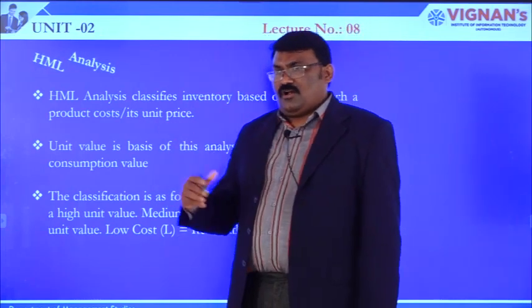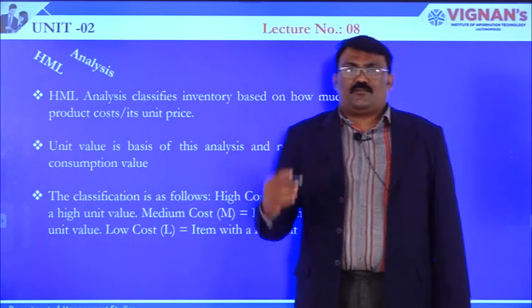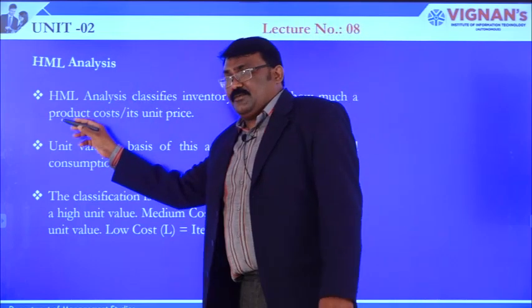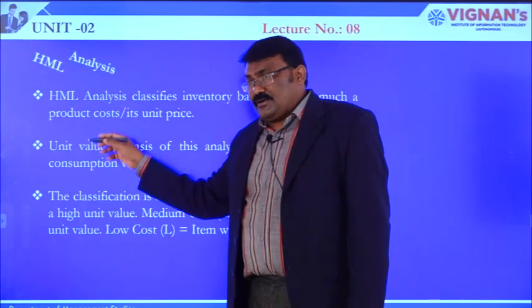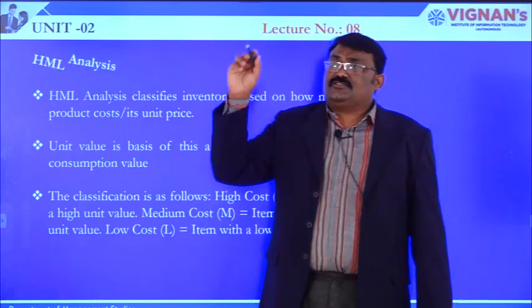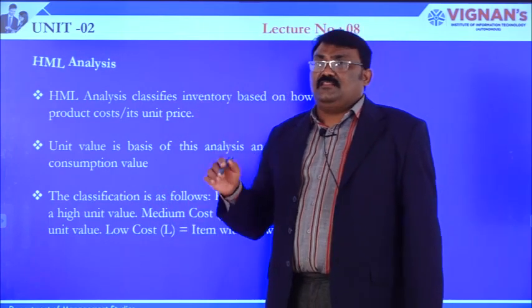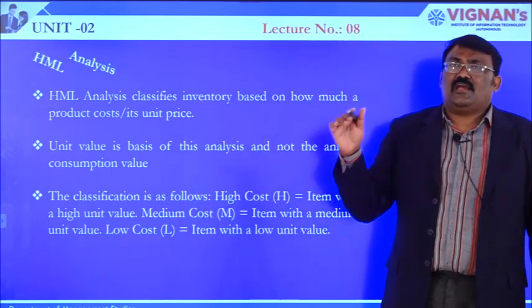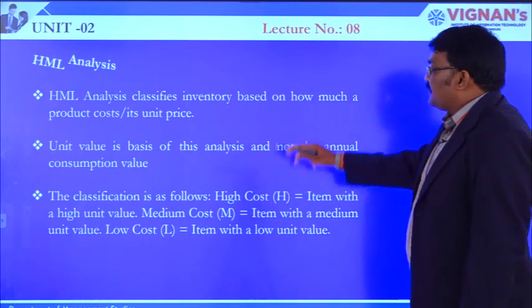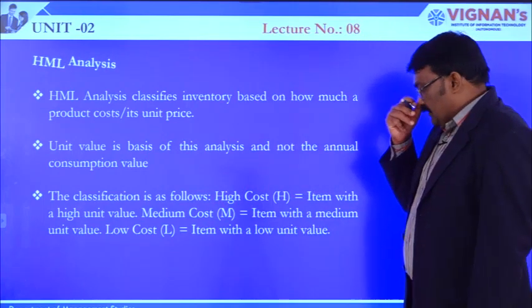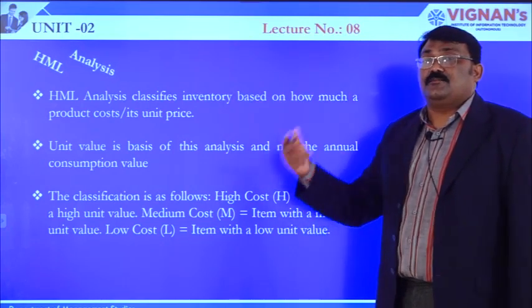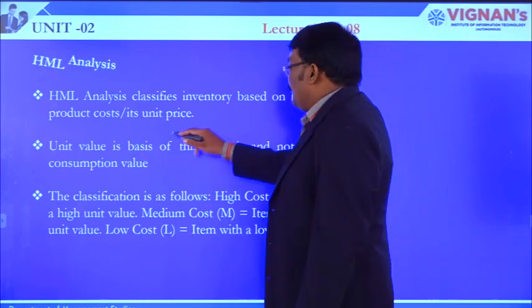Every product consumes raw material. Whatever raw material is consumed by that particular product, we split the raw material based upon the material cost incurred by that product into high, medium and low, right. Now, why? Unit value is the basis of this analysis and not the annual consumption value. So, that is the reason we use the HML analysis in a different manner.